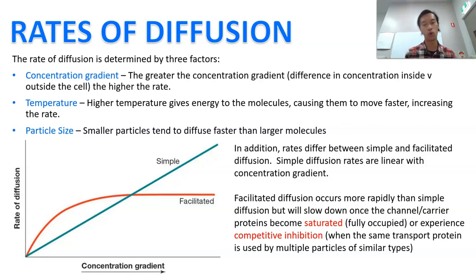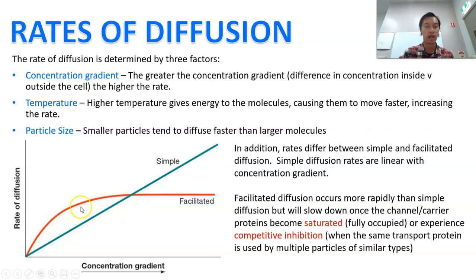The particle size also plays a role. Smaller particles tend to diffuse faster than larger molecules. In addition, the rates are going to differ at various times. As you increase in concentration, facilitated diffusion actually slows down. In the beginning, facilitated diffusion is really fast. It's much faster than simple diffusion through those protein channels.